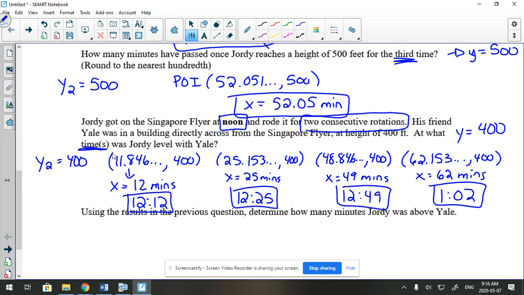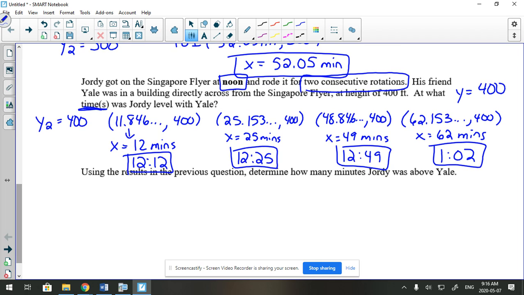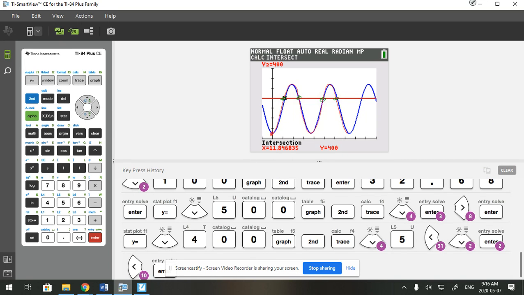Okay, last question. It says, using the results in the previous question, determine how many minutes Jordy was above his friend Gail. So if you think about it, let's look at our graph again. We want to find out how many minutes he was above his friend. So if I know this point here already and this point here already, I want to know the amount of time it took from here to here, because this is the time that he's above his friend. So I'm going to be looking at my x values and see how much time has elapsed between those.